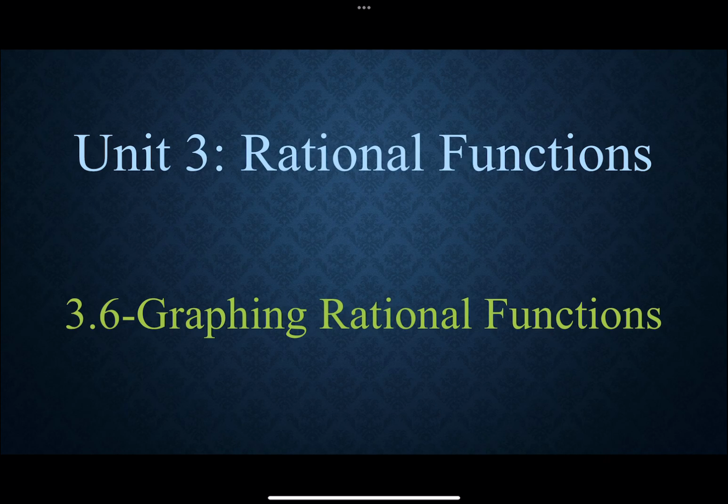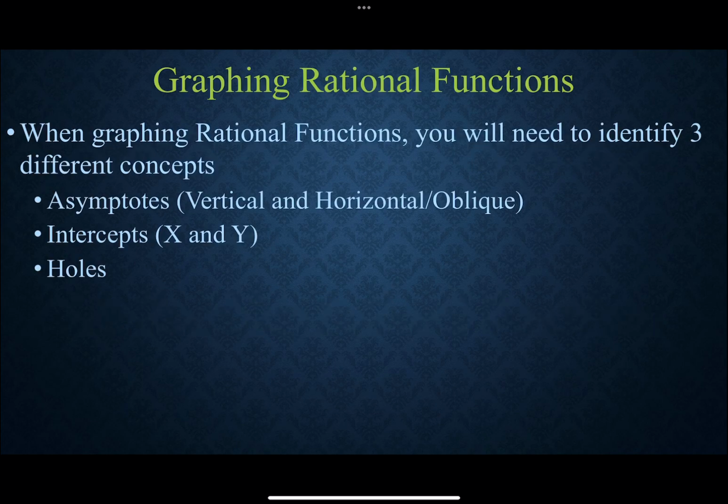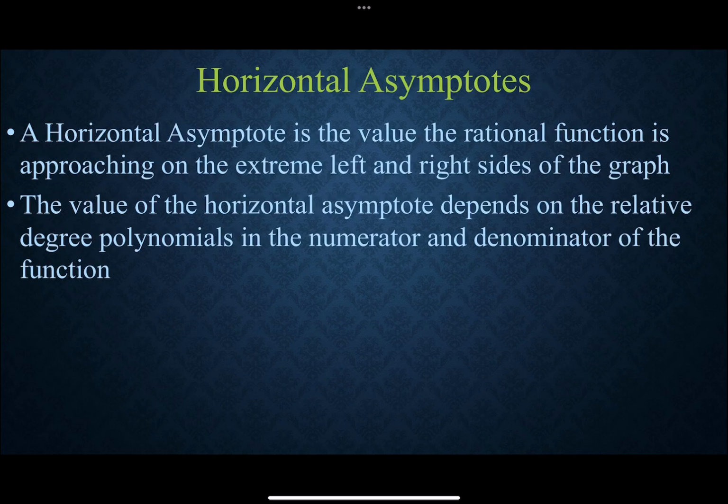Alright, so welcome back. This is our last video in Unit 3, talking about the idea of graphing our rational functions. In graphing the rational functions, there's three different concepts that we're going to have to identify: the asymptotes, intercepts, and any holes in the graph. Asymptotes can be vertical, horizontal, or oblique. Intercepts can be the x and y, and obviously the hole is just simply a hole in the graph.